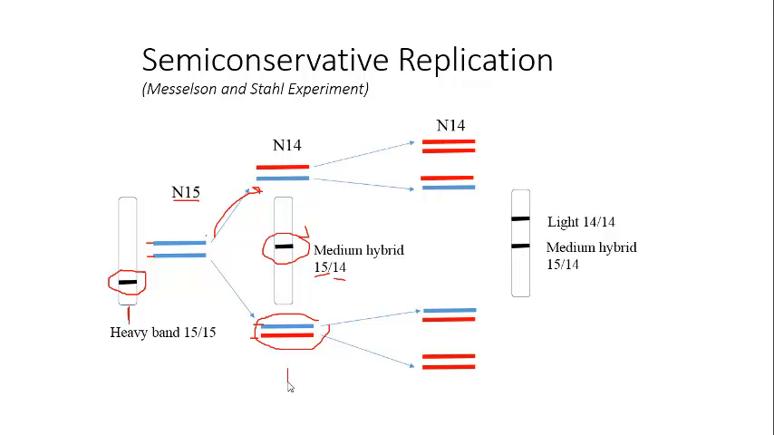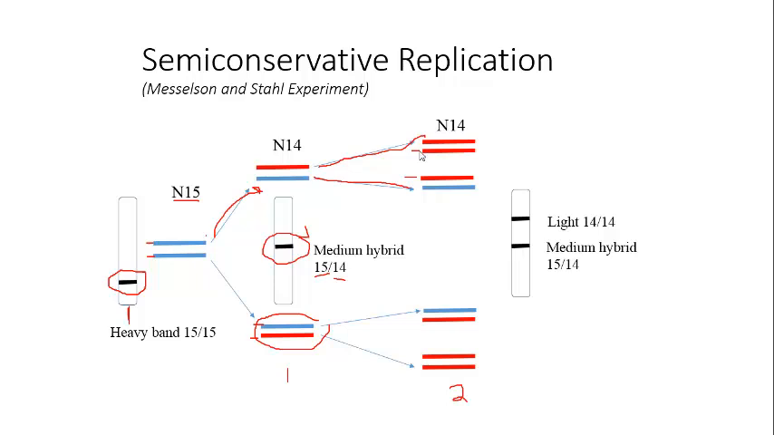They let the bacteria go through a second round of replication, also in the nitrogen 14. So again, all new DNA that was made would be made using the nitrogen 14. This nitrogen 15 never goes away. It's always incorporated into the new DNA. So this one goes right here, and the new one is made using nitrogen 14. Here, this nitrogen 14 stays, and the new one that's made is also made with nitrogen 14.